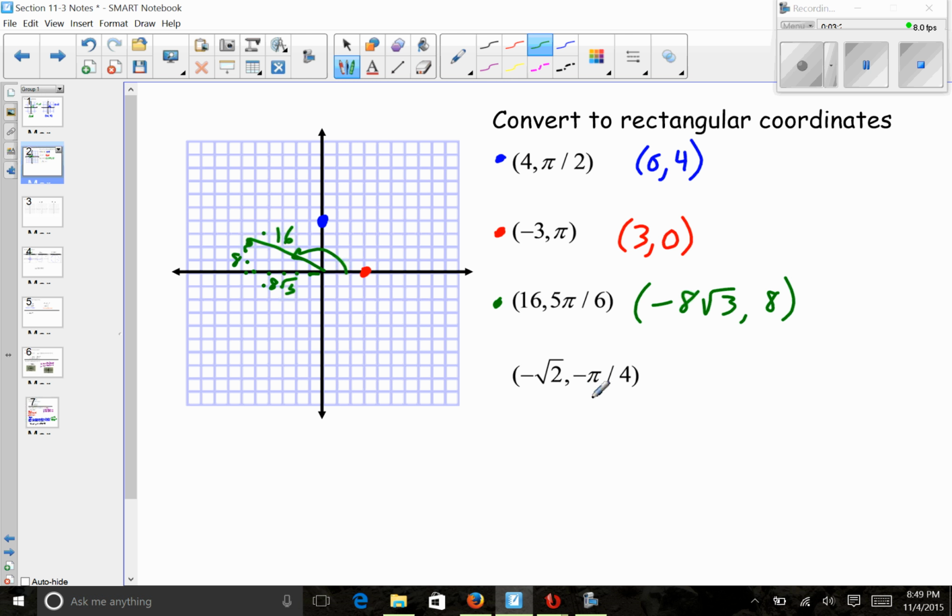And then if I had negative radical 2, negative pi over 4, well, negative pi over 4 is going this way. But negative radical 2 means I actually go negative radical 2 this way, up into quadrant 2. And that makes a 45-45 right triangle, or isosceles right triangle, which means that would be at negative 1, 1 in rectangular coordinates.